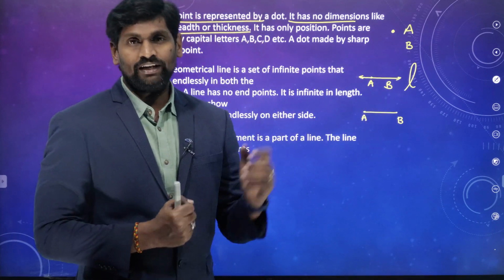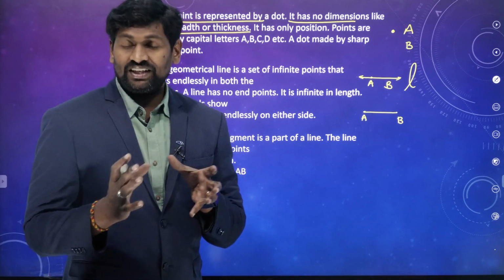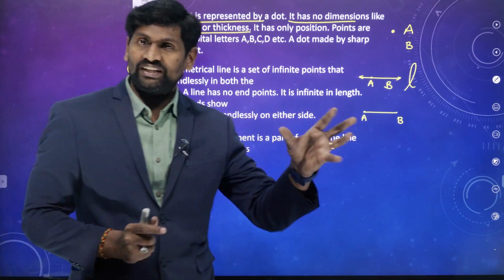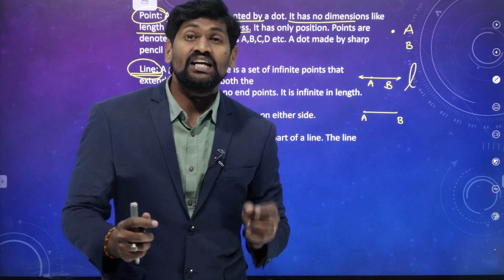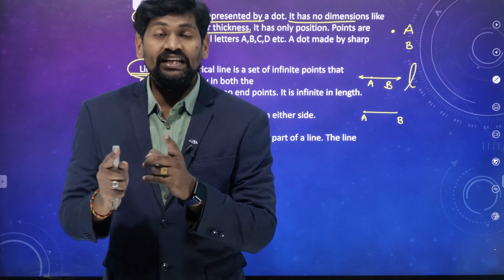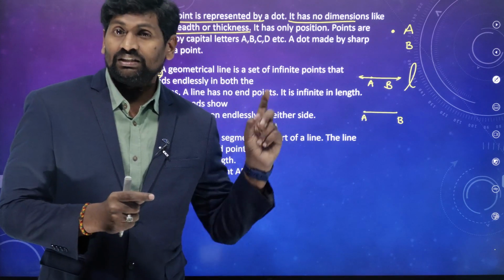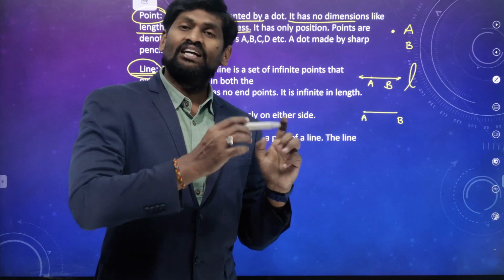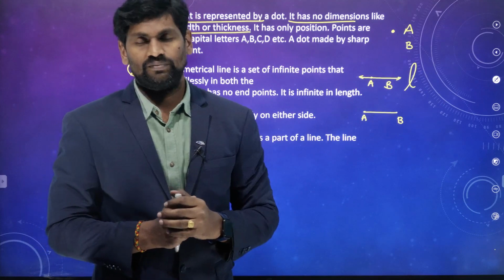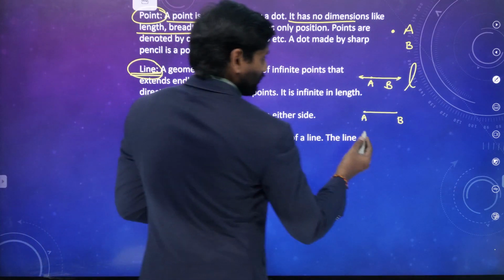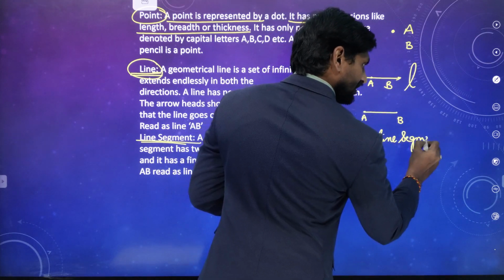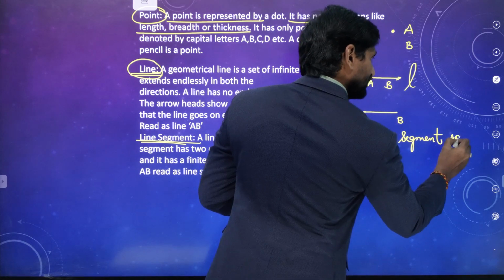You have to understand that we can place an infinite number of points on both a line and a line segment. How many points? Infinite number of points. Because a point does not have any dimension, that is, length, breadth or thickness, we can place infinitely many points joined together on a line as well as a line segment. So we can call this line segment AB. This is line AB.